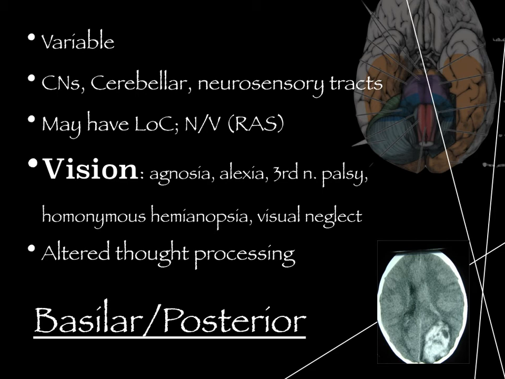Because of the PCA involvement in posterior circulation, you can get visual changes, agnosias, alexia, can't read, third nerve palsy, homonymous hemianopsia, and visual neglect, much more common if you have a non-dominant hemisphere stroke. You can also get some altered thought processing.